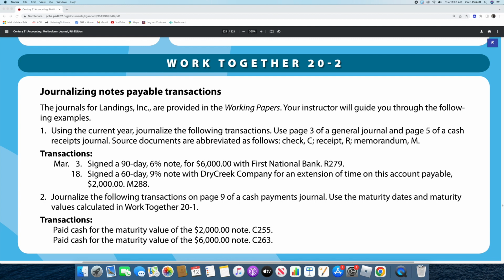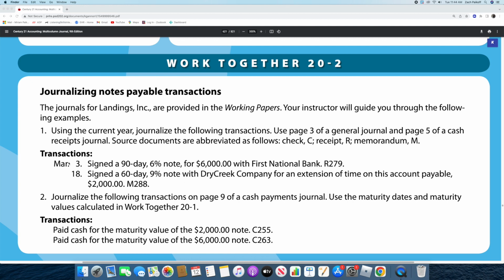So the instructions say the journals for Landings Incorporated are provided in the working papers. Your instructor will guide you through the following examples. Number 1. Using the current year, journalize the following transactions. Use page 3 of a general journal and page 5 of a cash receipts journal. Source documents are abbreviated as follows: check C, receipt R, memorandum M.